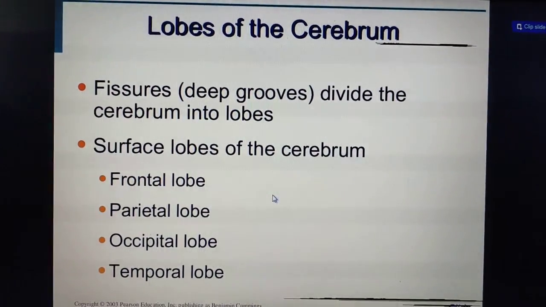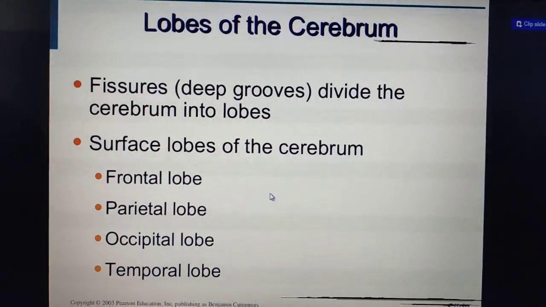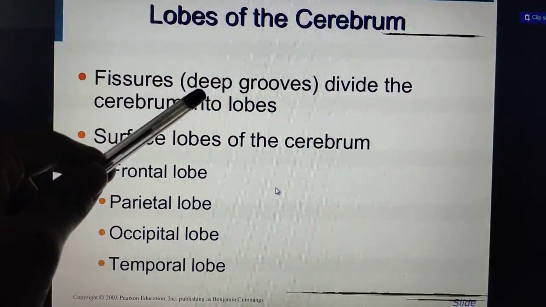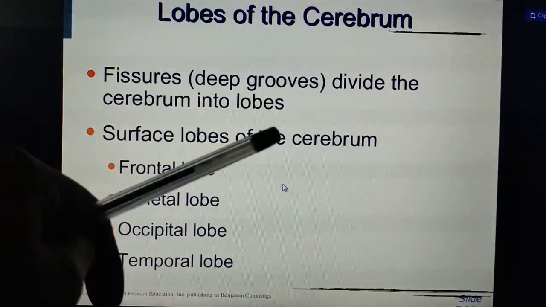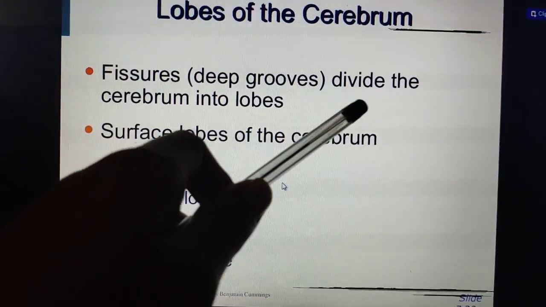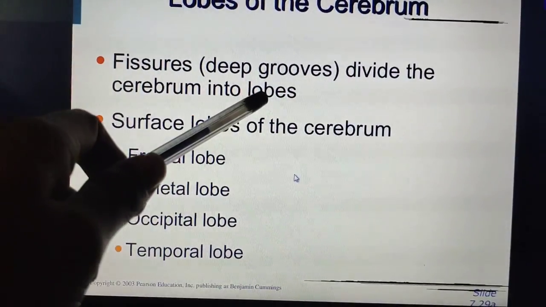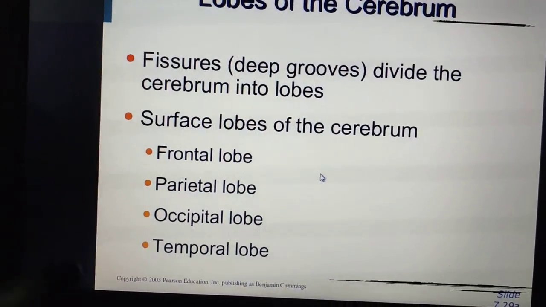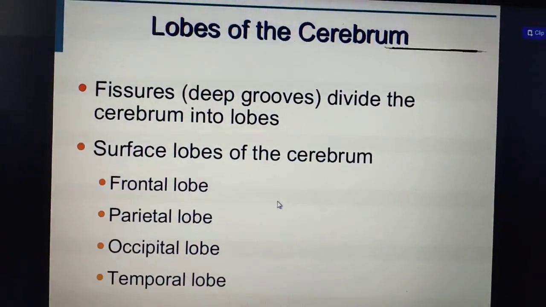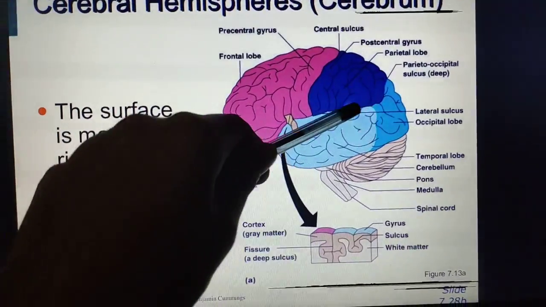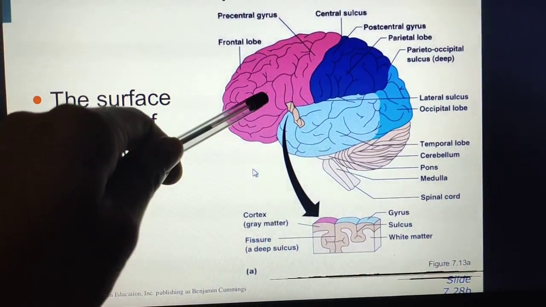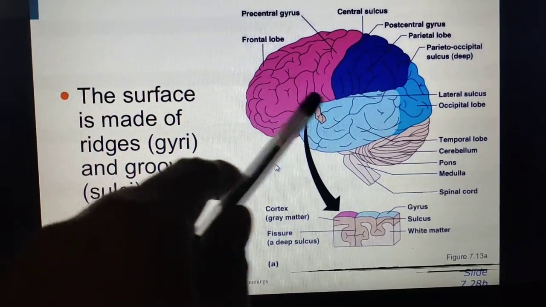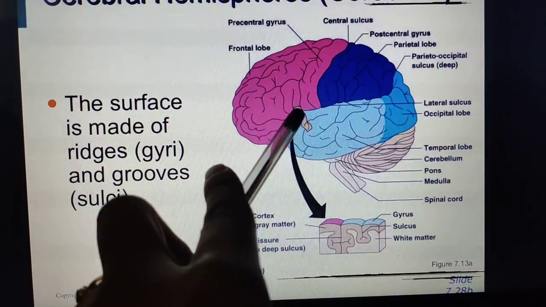Now we'll discuss the lobes of the cerebrum. So what do you mean by fissures? Fissures, as I told before, are deep grooves inside the bulky portions that divide the cerebrum into the lobes. The deep structure of sulcus we call fissure. I will show you. See, this is fissure. These are all the small grooves, the small grooves we call the sulcus. This is the great groove that we call fissure.